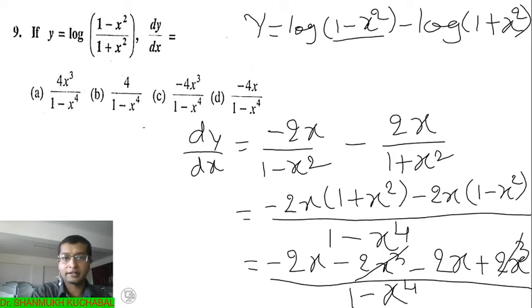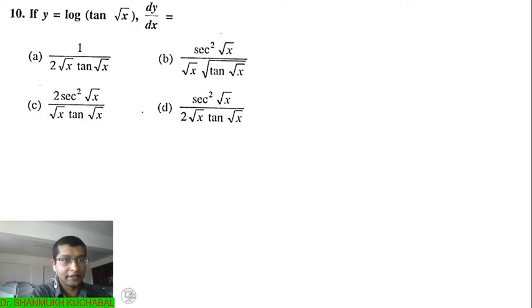So minus 4x is present in option D. The denominator is 1 minus x raised to 4. Yes, therefore option D is the right answer. Option D is the right answer. We'll move to the next example.